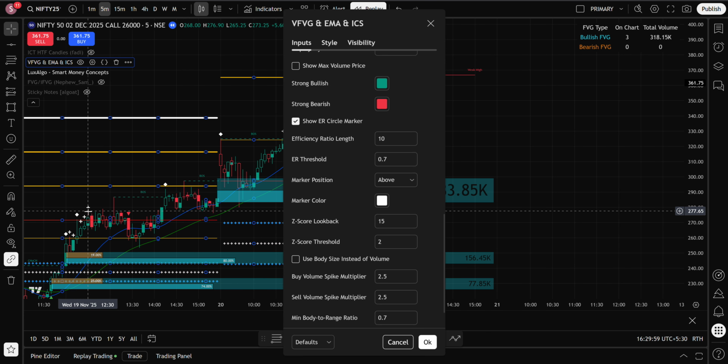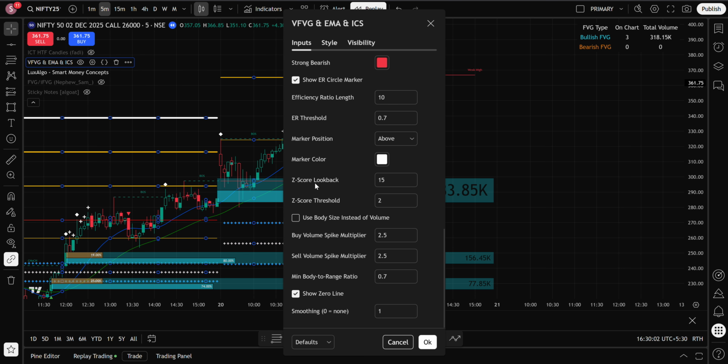You are also able to use the Z-score, which tells you how much volume is trading compared to the previous 15 bars. Here you see 15 comma 2. It calculates the volume of the last 15 bars, and if any bar crosses with more volume, it marks it with diamonds. I'm putting the diamonds in white color for clear visibility.